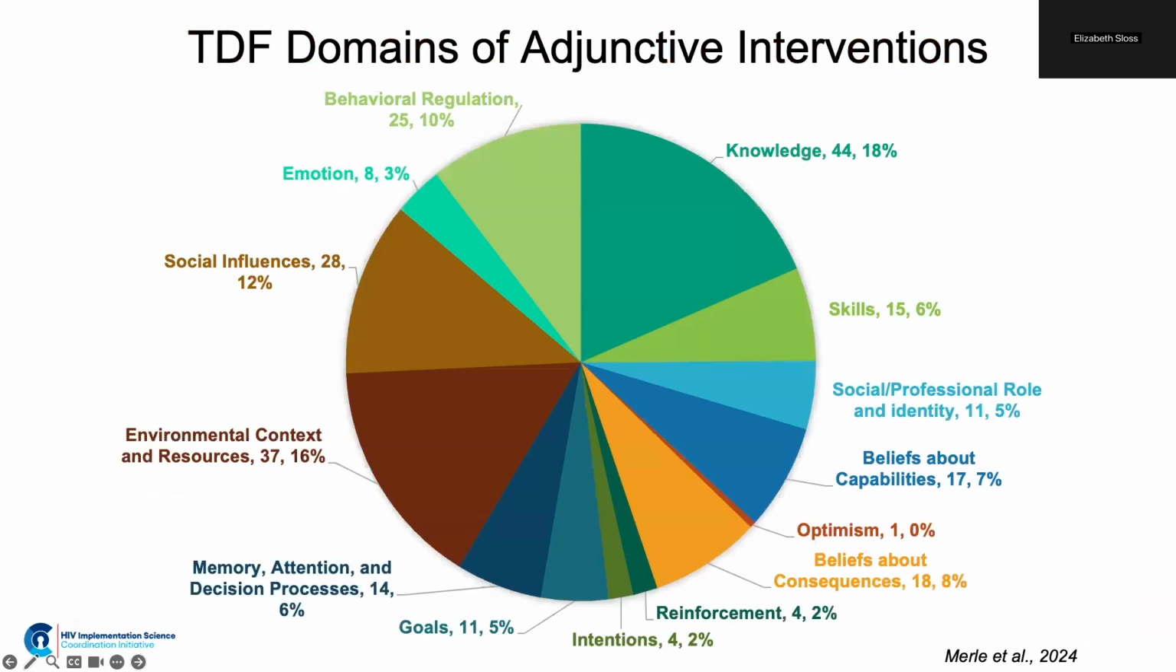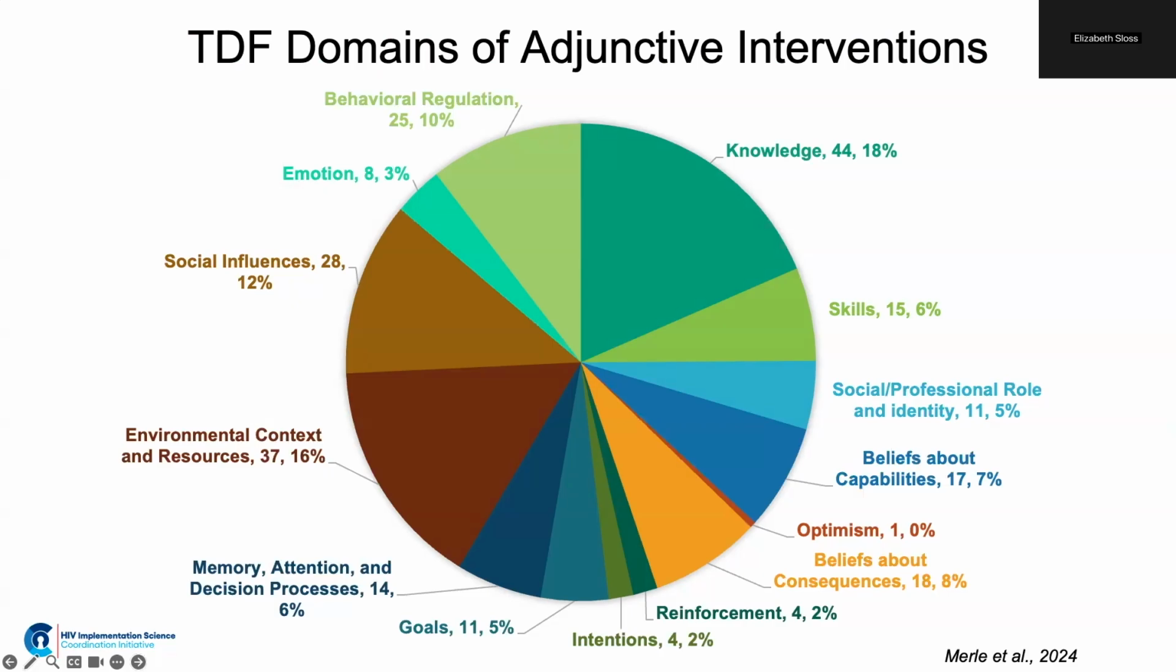I'm going to skip over this. These are just the different domains. It was really interesting. There's a lot of different mechanisms of change inside these adjunctive interventions, where they're targeting multiple things. Not only are they trying to get people the knowledge and skills they need, but also bringing people together with social influences, helping them set up their environment so that they can remember to implement, setting goals, and motivational interviewing.